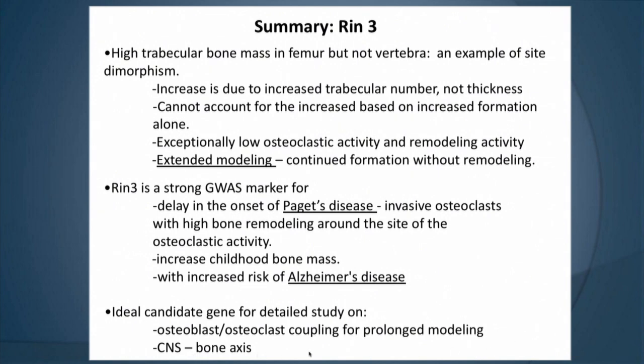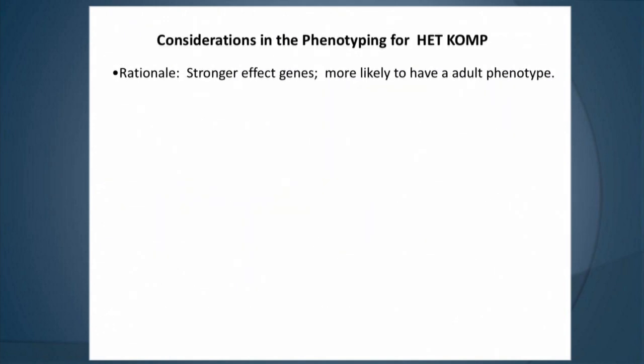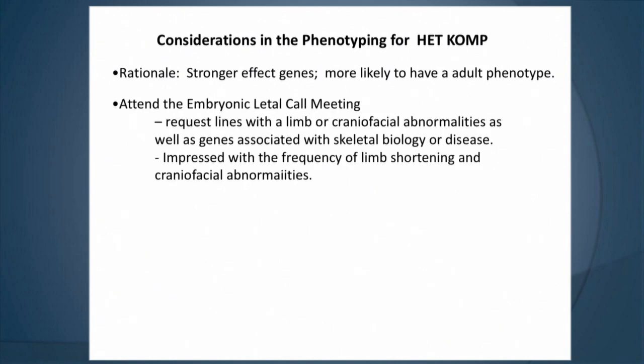And then there's a whole new emerging literature of how the CNS influences the bone axis that could be studied too. So these are things that we've learned from this, and it really influenced how we would go forward with doing head comp. So head comp for us is that these are stronger effect genes. We're more likely to see adult phenotypes because of that.